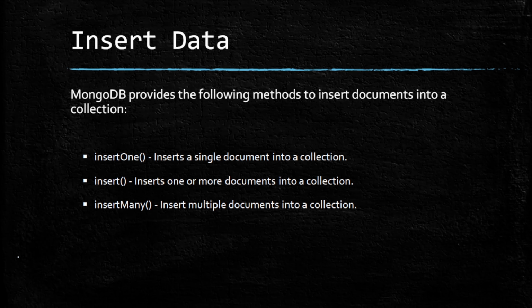Insert data. MongoDB provides the following methods to insert documents into a collection. So three methods are there in MongoDB that we can use to insert a document in our database or collection. The first one is insertOne. It inserts a single document into a collection. The next is the insert method, which is used to insert one or more documents into a collection. With the previous one you can only use a single document, but here we can use multiple documents at a time, or one document.